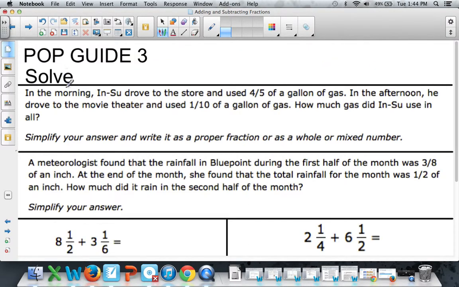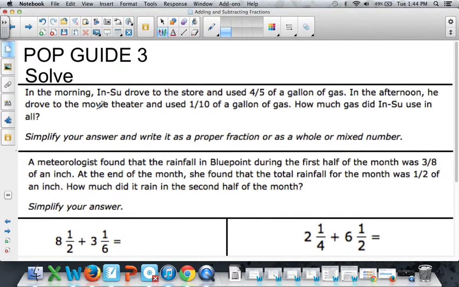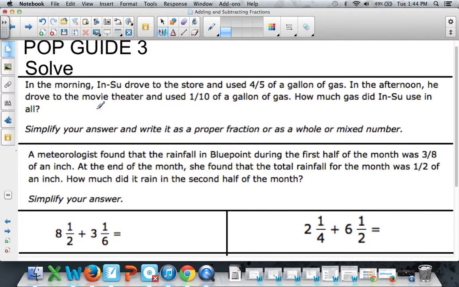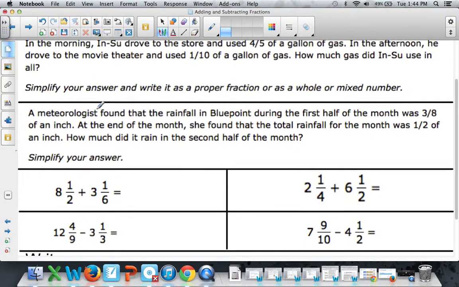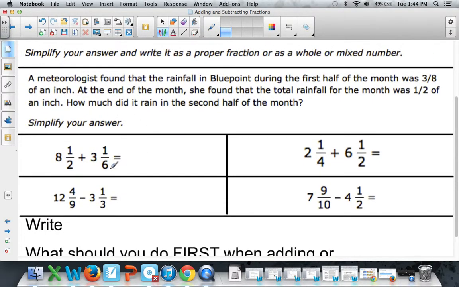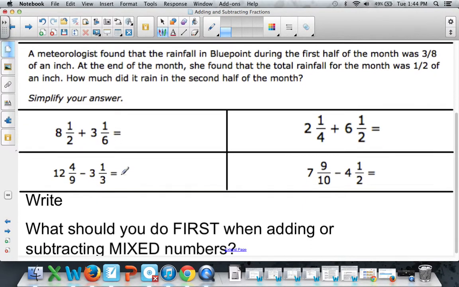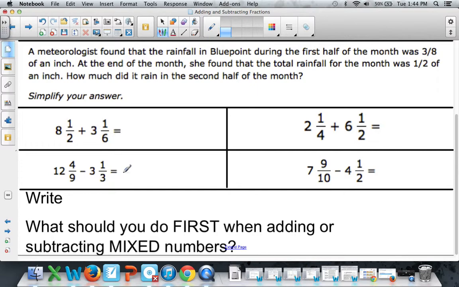Here's a preview for your pop guide. I'm not going to show it very long. A couple word problems. Some more of these, adding this all together. The denominators aren't the same. You're going to have to make them the same. And then a little bit of writing. What should you do first when adding or subtracting mixed numbers? Mixed numbers are the ones that have the whole number right there, not just a fraction by itself.